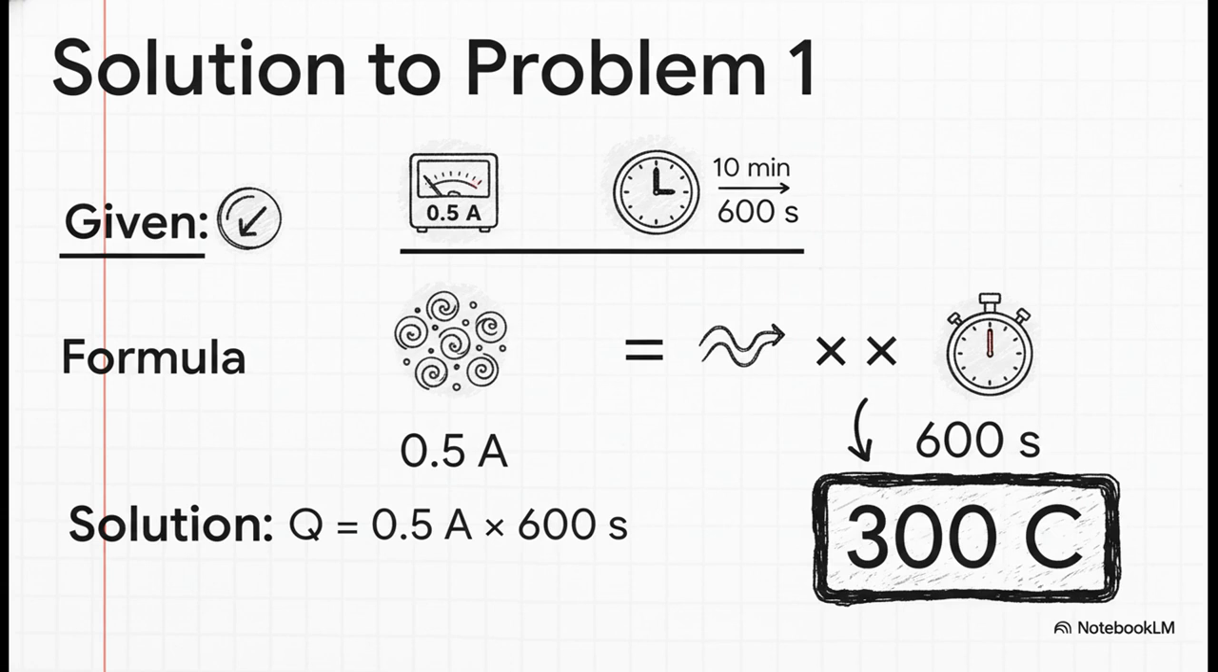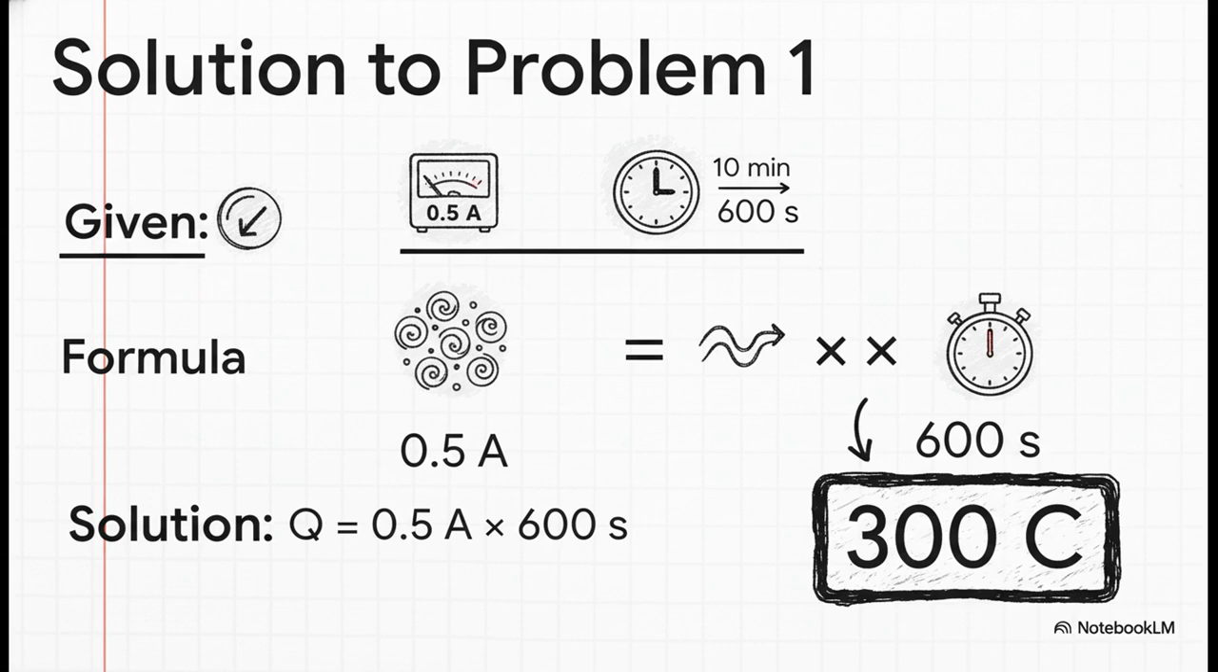Okay, let's solve this step by step. First, we always write down what is given. So current, I, is 0.5 amps, and time, t, is 10 minutes. Now, be very careful here. The SI unit for time is seconds, so we must convert minutes to seconds. 10 minutes is 10 multiplied by 60, which gives us 600 seconds.